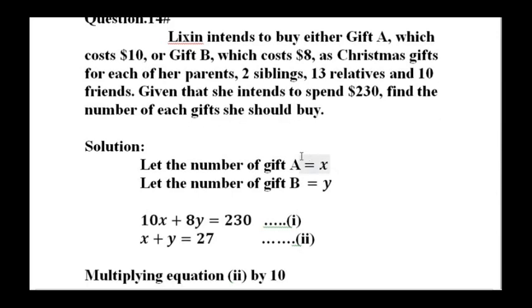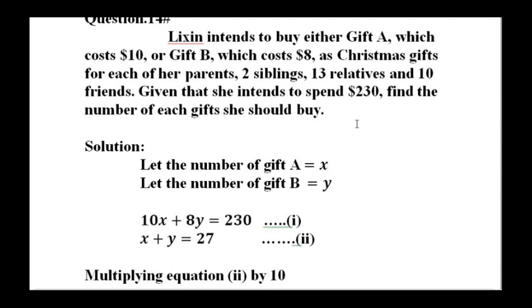There are 3 important points that need to be discussed before solving this question. First, the cost of gift A is $10 and the cost of gift B is $8. The second point is the number of parents, siblings, relatives, and friends, which is 27. The third point is the amount Lixin intends to spend, which is $230.